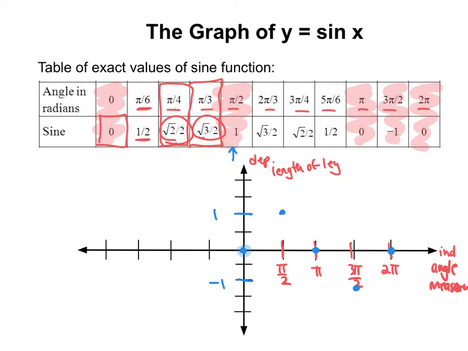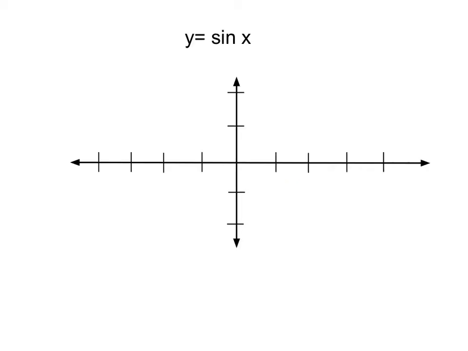Now, if I graphed all these in between, I'd have to plug this into my calculator and this into my calculator to get the approximations. And then I would have to figure out exactly where they are here. But what's going to happen is I would get something that looks like this. And you can see it's a nice curve. And this is what a sine function looks like without transformations.